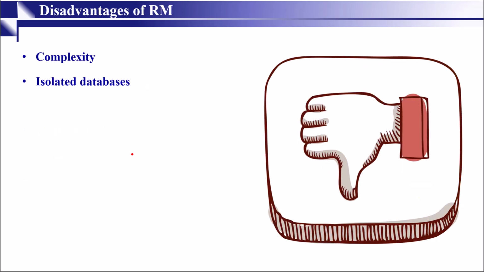No system is perfect, and the relational model has drawbacks. Complexity arises when managing large interconnected databases. Relationships and queries can get tricky. Isolated databases mean that data might not integrate easily across different systems, leading to silos. While these are challenges, they are often mitigated with good design and tools, but it's worth noting these limitations.